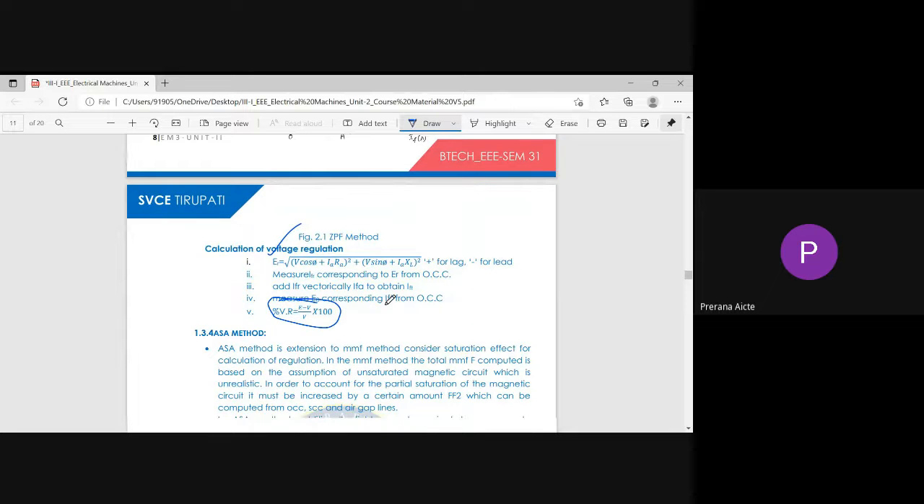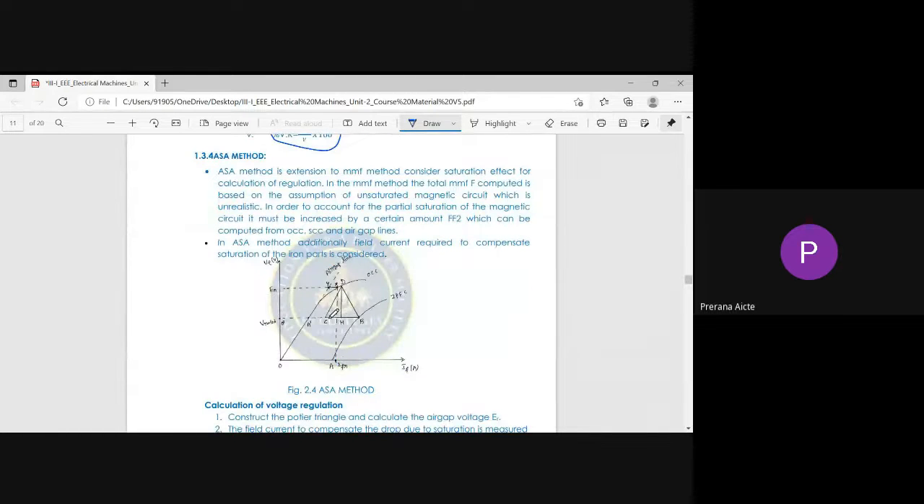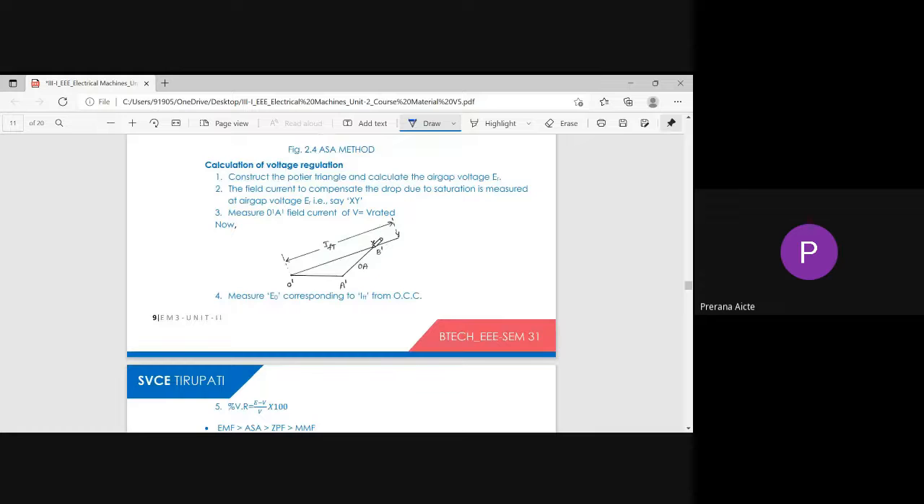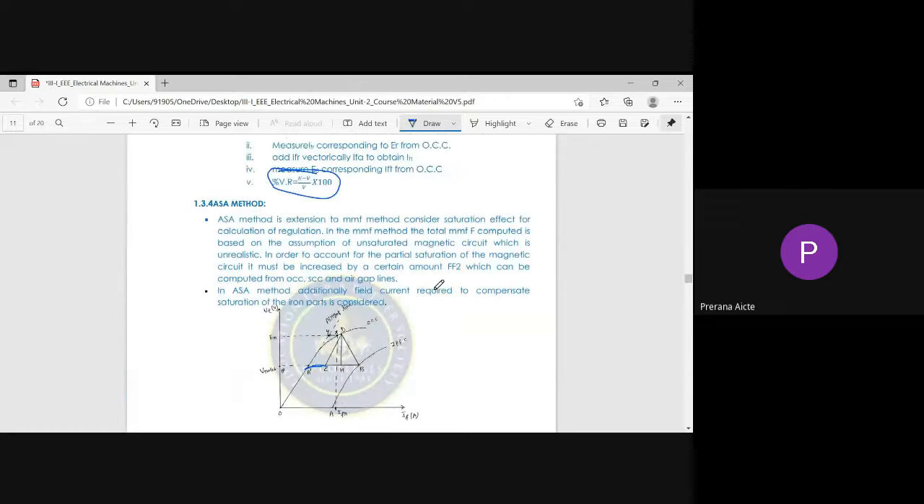Next, the ASA method, the American Standard Association method. This is a simple method, the same as the MMF method. The extra term added in this method is A dash C, the field current required to overcome the drop due to saturation.